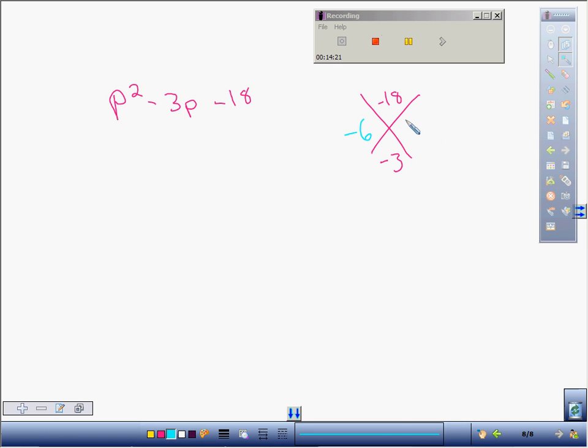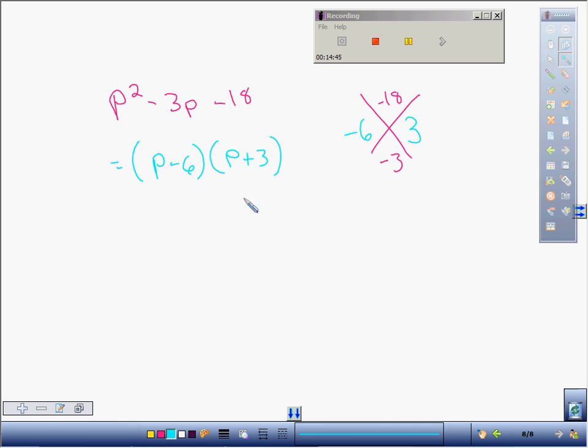Negative 6 and positive 3. Very good. Okay? Negative 6 and positive 3, right? Because negative 6 times 3 gives you negative 18, and negative 6 plus 3 gives you negative 3. So this factors to p minus 6 times p plus 3.